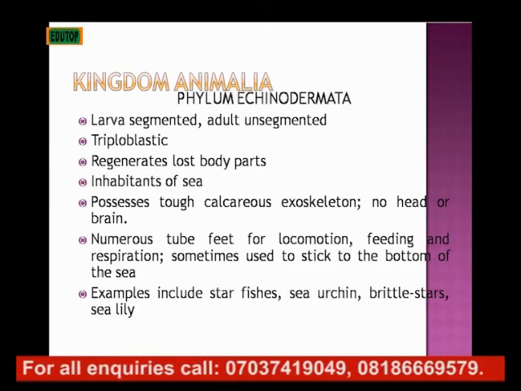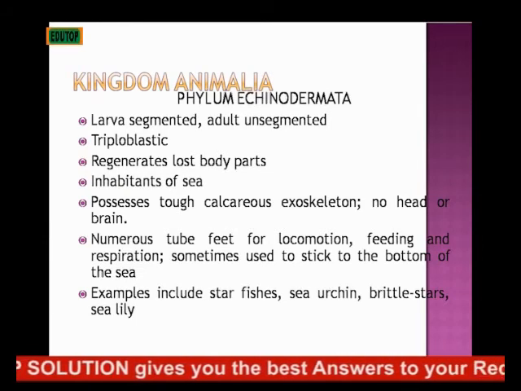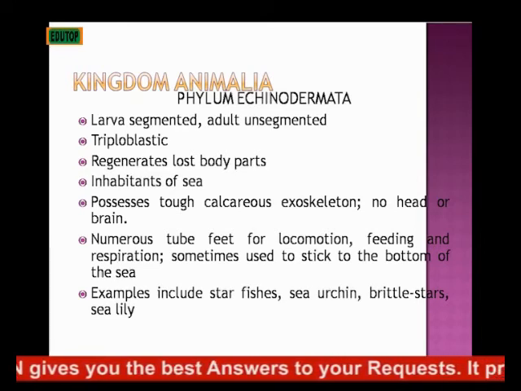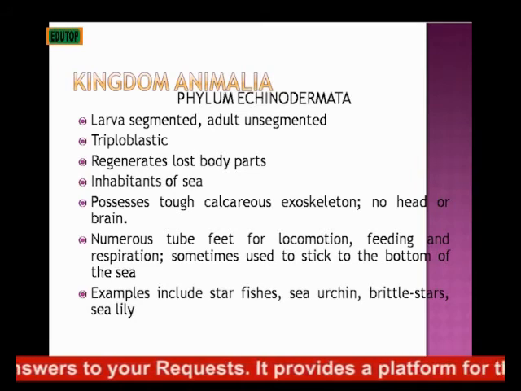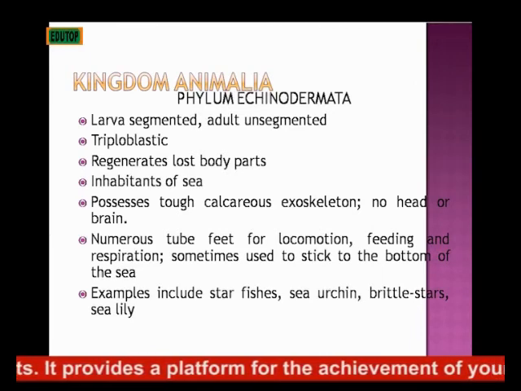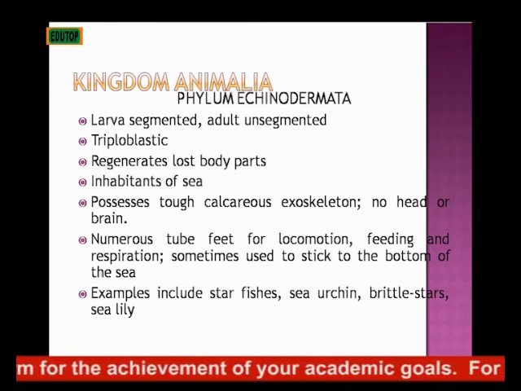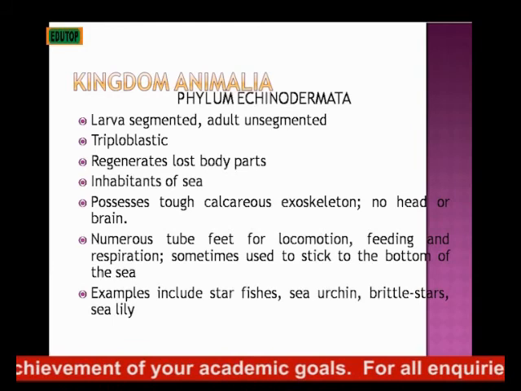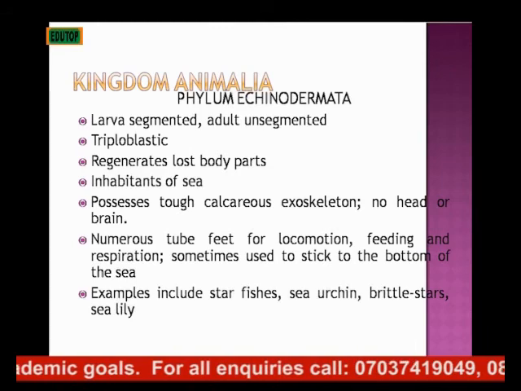They have a tough calcareous exoskeleton. That is a very tough layer of calcium skeleton. It's very strong. Then they have no head or brain. Their nervous system, their brain, is not developed, so they don't have that. Then they have numerous tube feet for locomotion, feeding and respiration. Sometimes you find them sticking to the bottom of the sea. Examples of echinoderms are the starfishes, the sea urchins, the brittle star. You see they are majorly inhabitants of the sea.